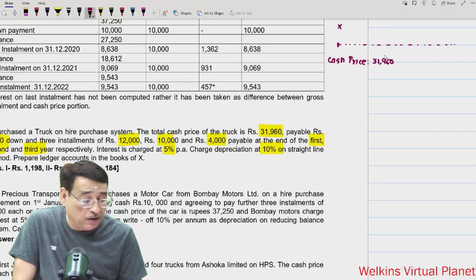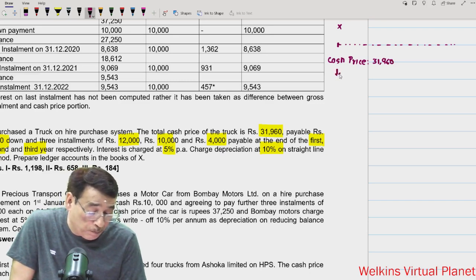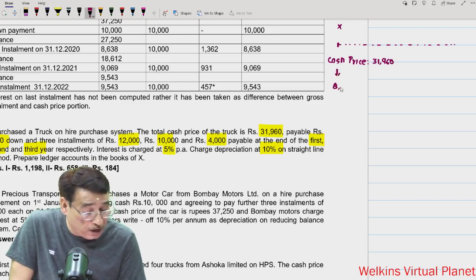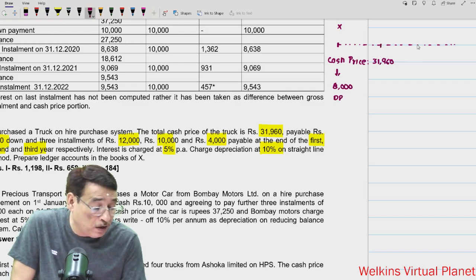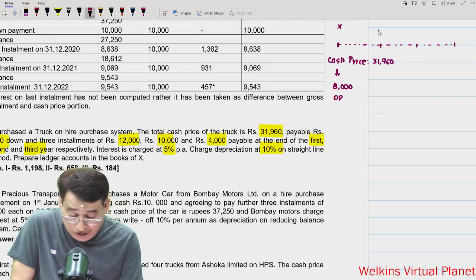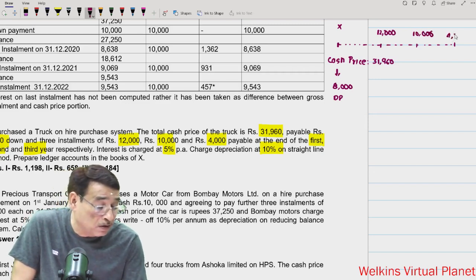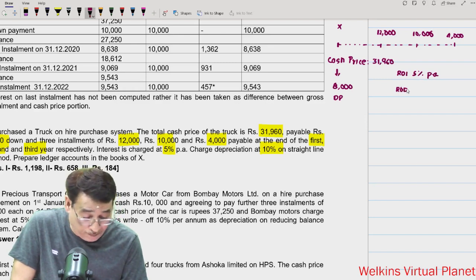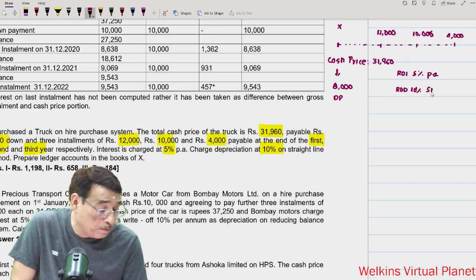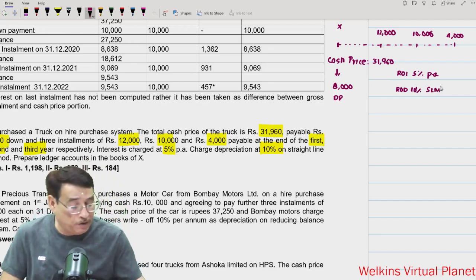And further it is written in the question that on the date on which we purchase the asset, we are supposed to make a down payment of 8,000, and further three more installments, 1, 2, 3. The first installment is 12,000, the next installment is 10,000, and as you can see the last installment is 4,000. Besides, it is also given that the rate of interest is 5% per annum and the rate of depreciation, ROD, is 10% on a straight line method, correct? This is the entire scenario of this particular question.